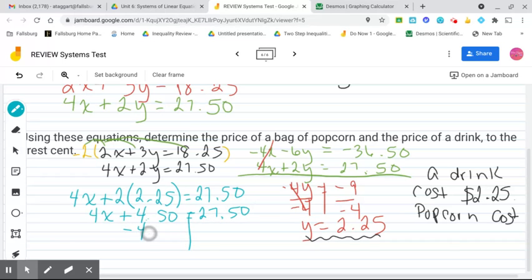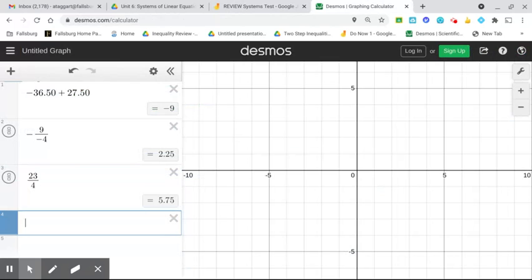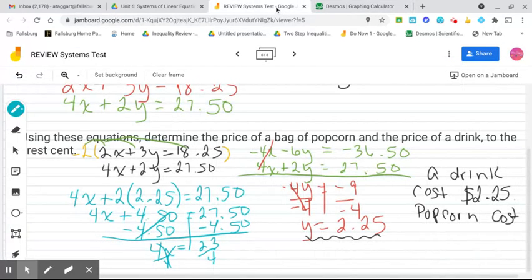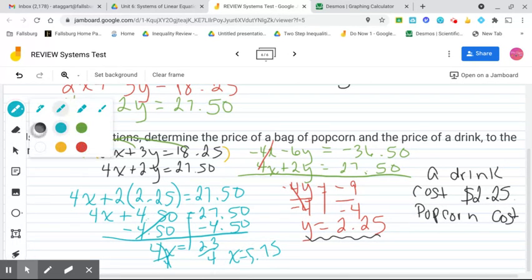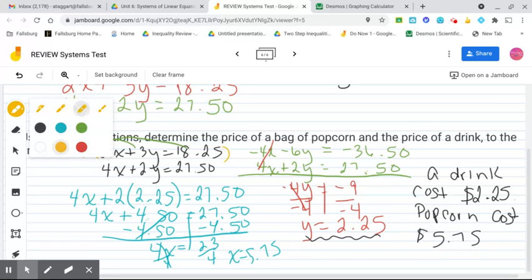I'm going to subtract 4.50 from each side. And I have 4X equals 23. And I'm going to divide each side by 4. So 23 divided by 4 gives me 5.75. So a drink costs $2.25 and popcorn costs $5.75. So that's going to be our final answer here.